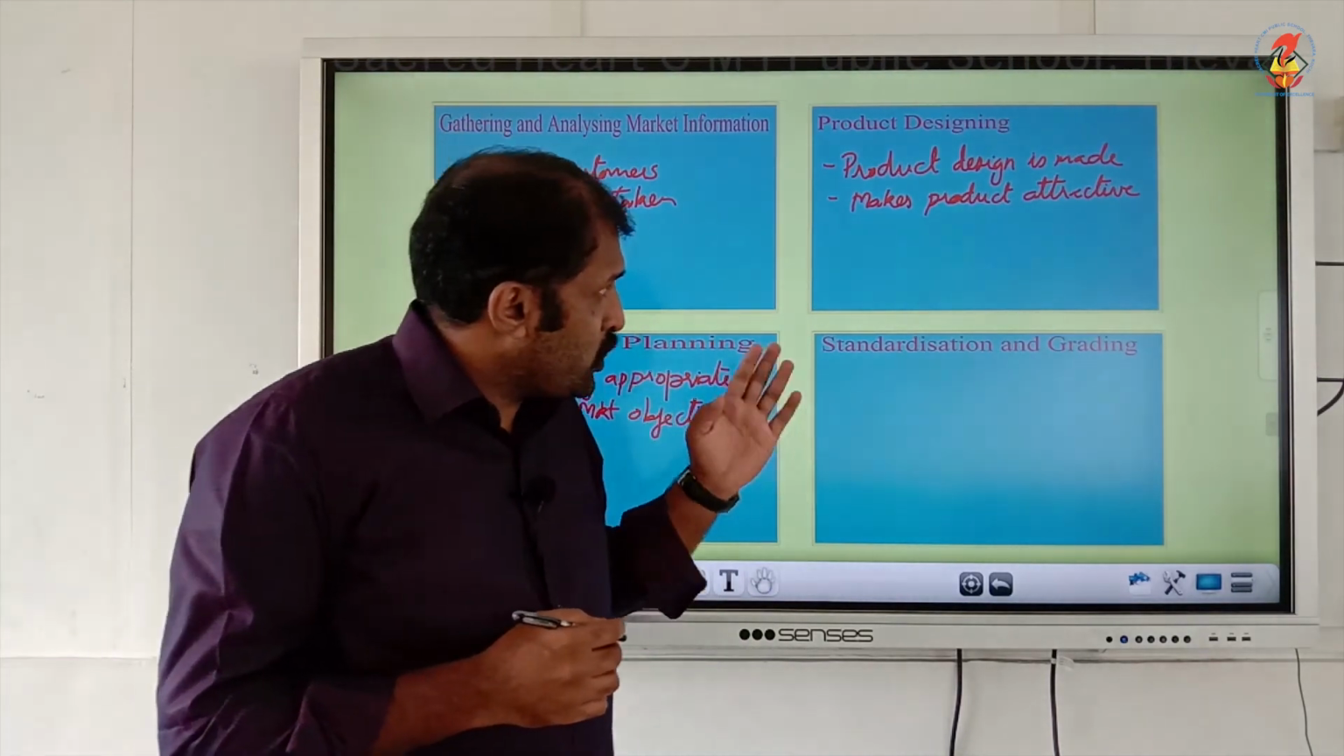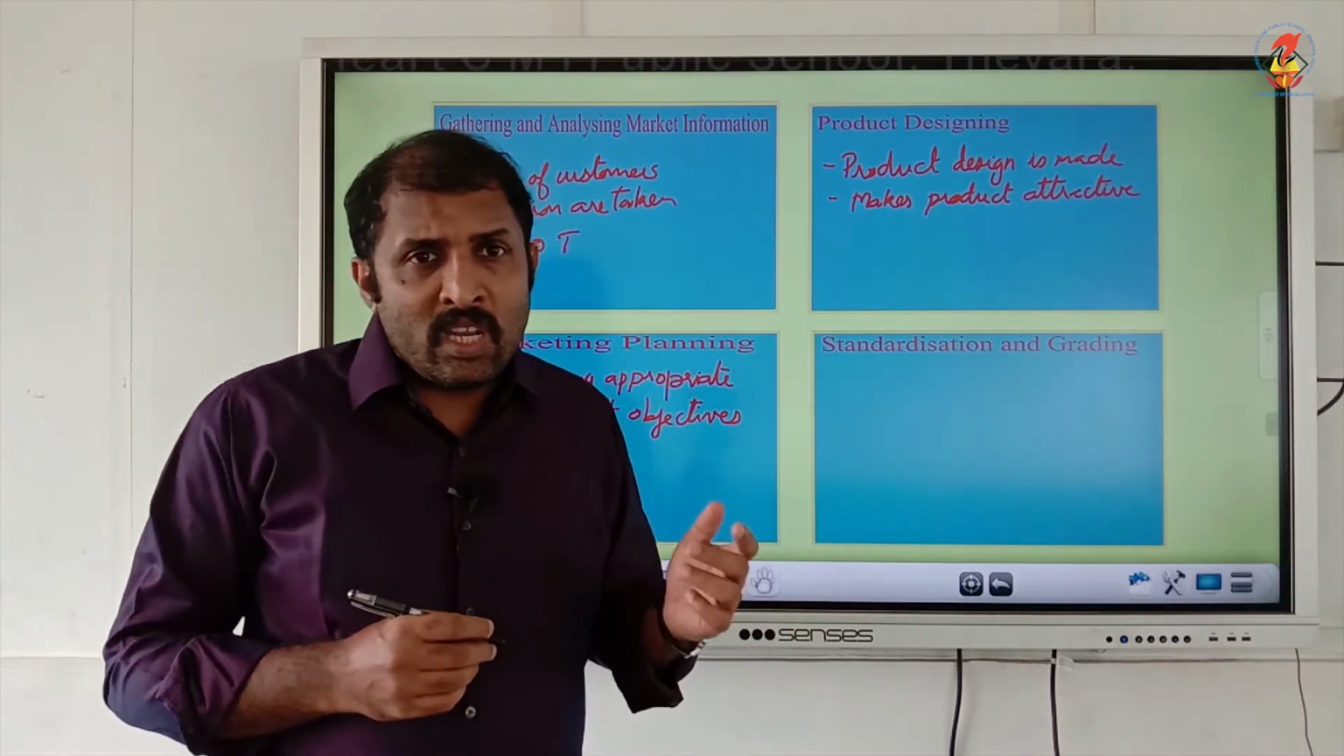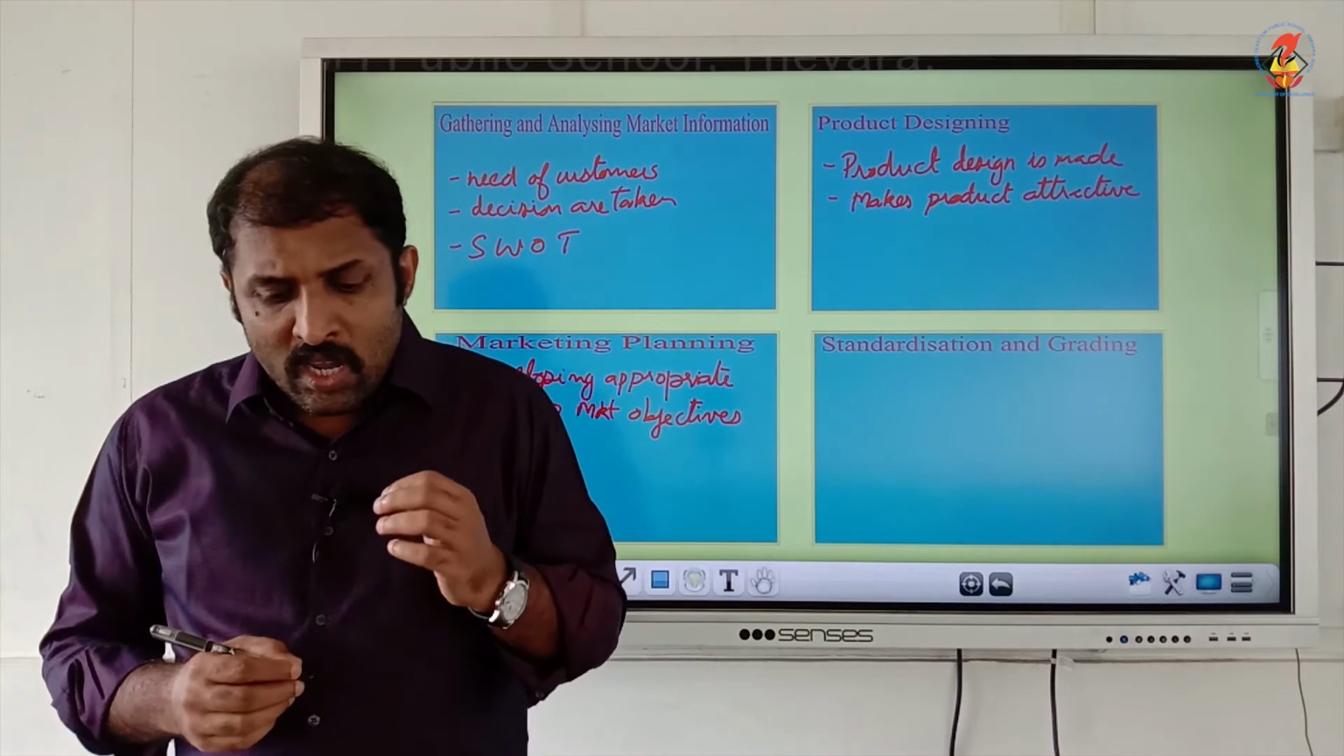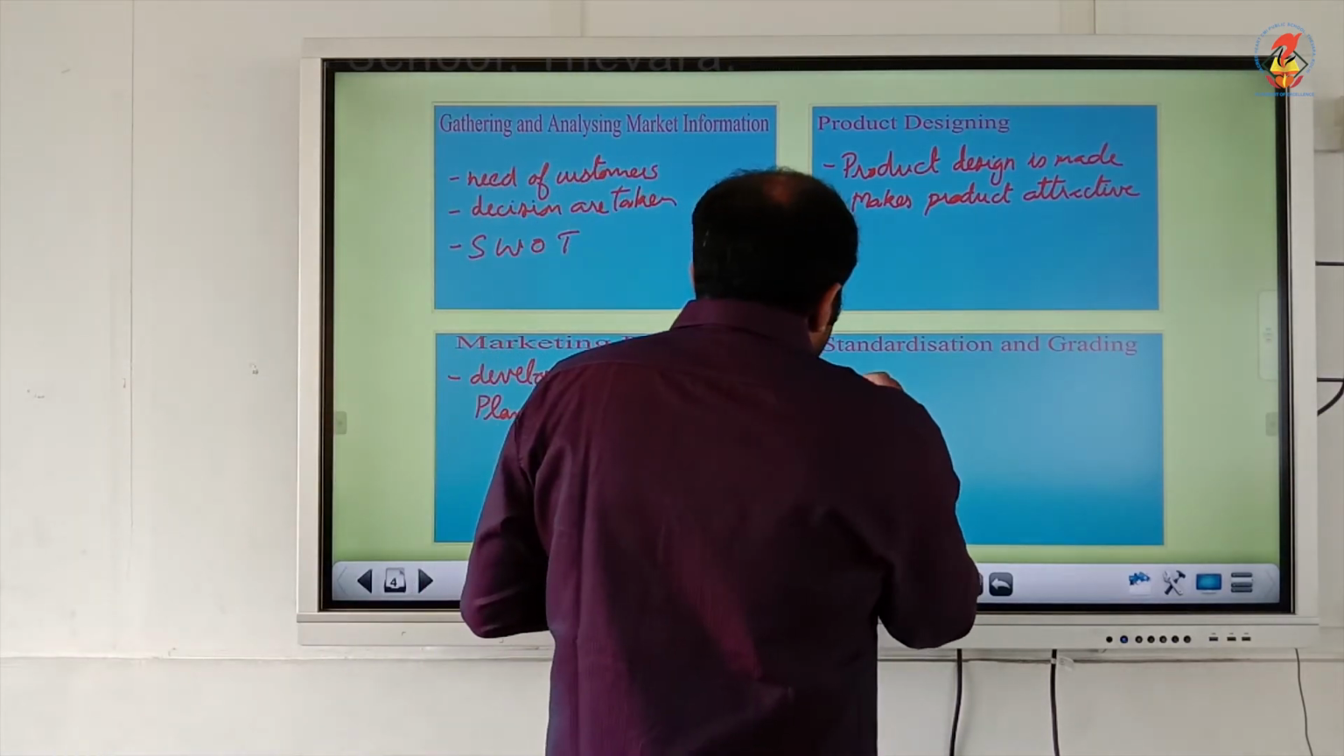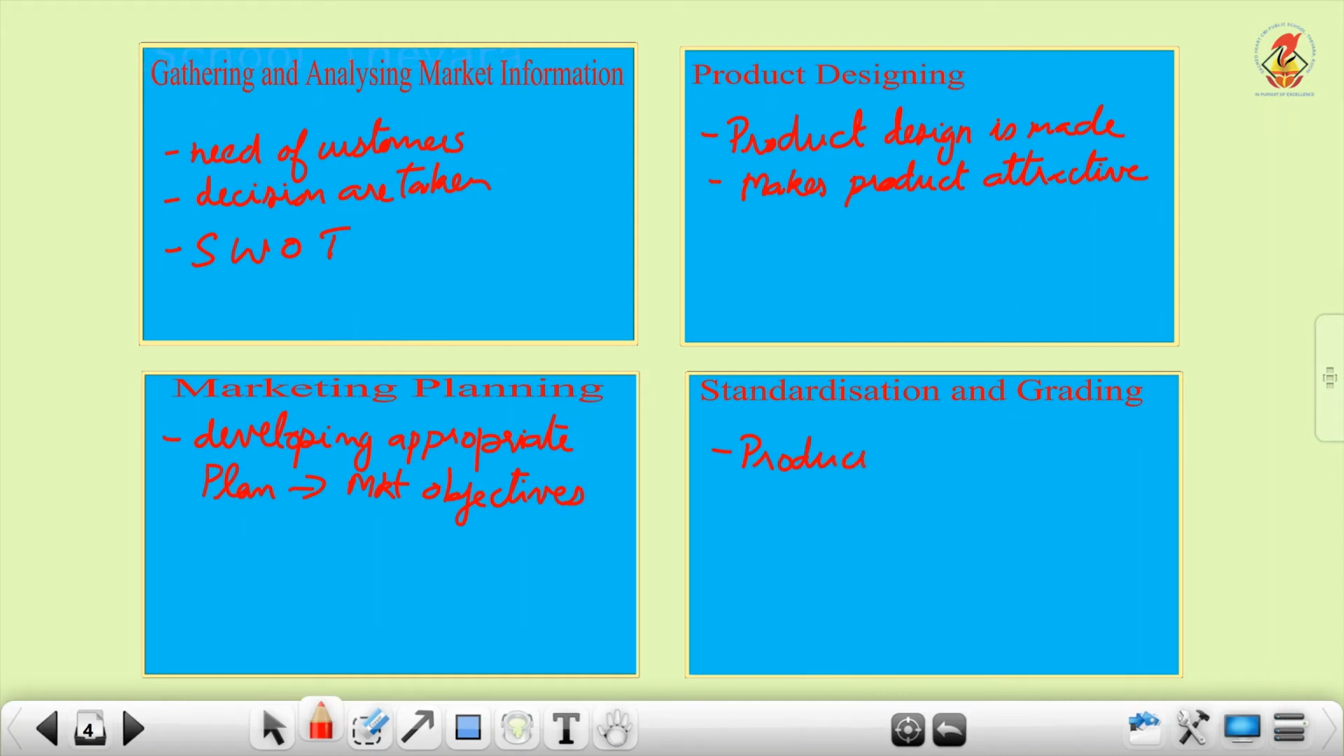Now, the fourth one is standardization and grading. What is standardization? Standardization is producing goods on the basis of certain predetermined standards or specifications.